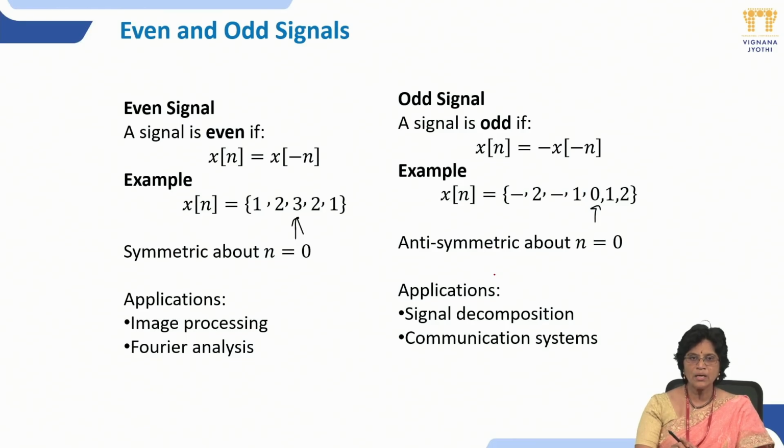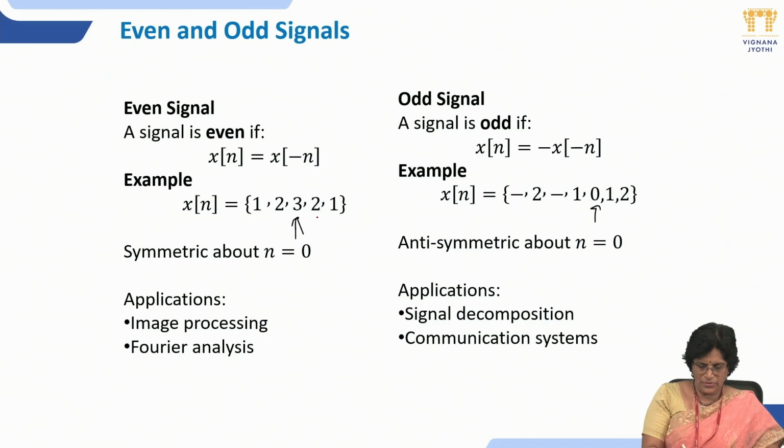For example, here you take your axis as already, whenever you are having this arrow, it is indicating the 0 axis. All left side are -1, -2. So for example, if you want to draw this in terms of a diagram, this is n, this is x of n. Your x of n is taking these values: 3, 2, 2, 1. Now whatever value you have at -1, the same value exists at 1. So whenever it satisfies that condition, we say the given signal is an even signal.